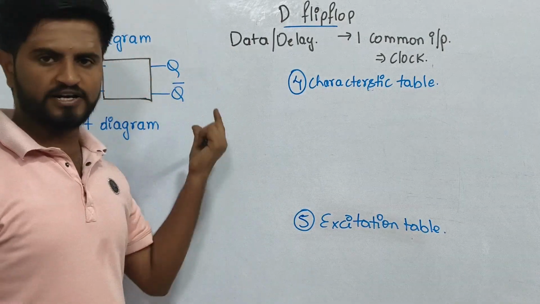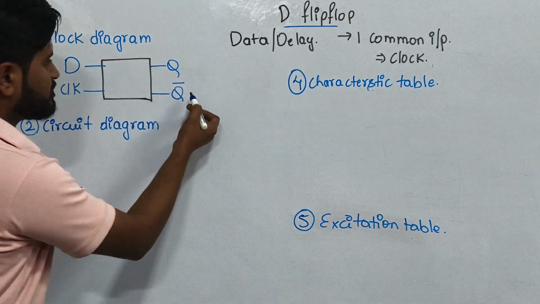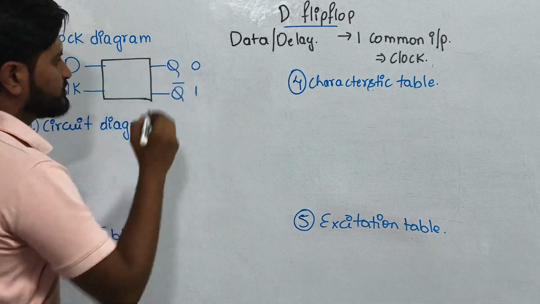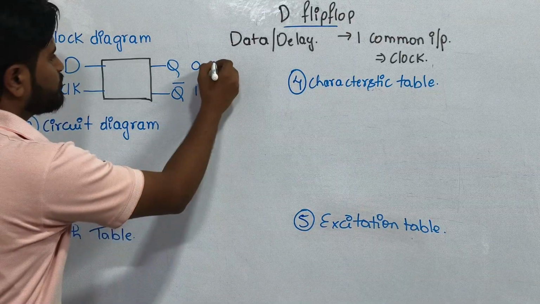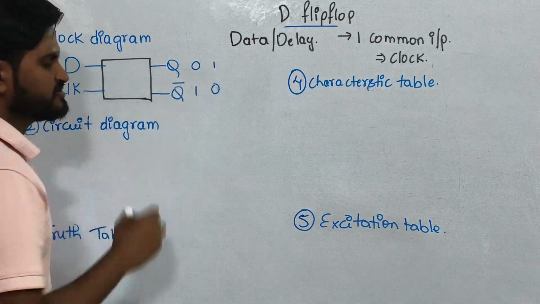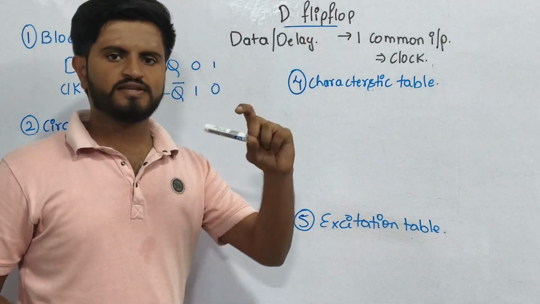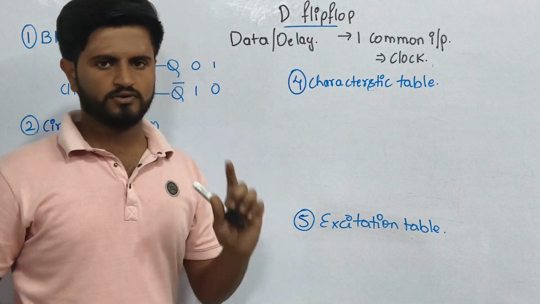So what is the main funda? One output must be complement of another. If one output is 0, another output must be 1. If one output is 1, another output must be 0, like that. Same output is not allowed in flip-flop, only the complementary outputs are allowed.